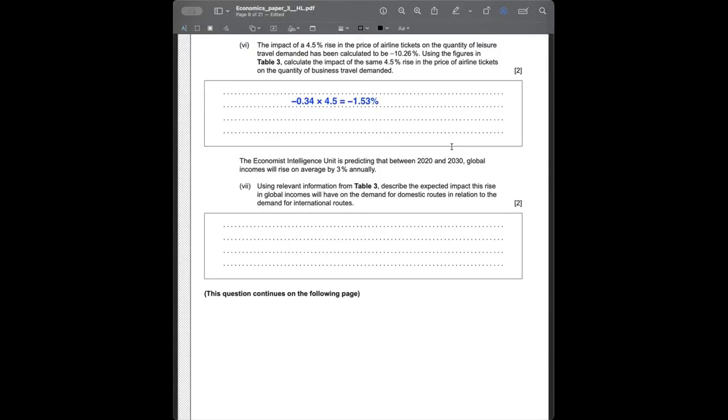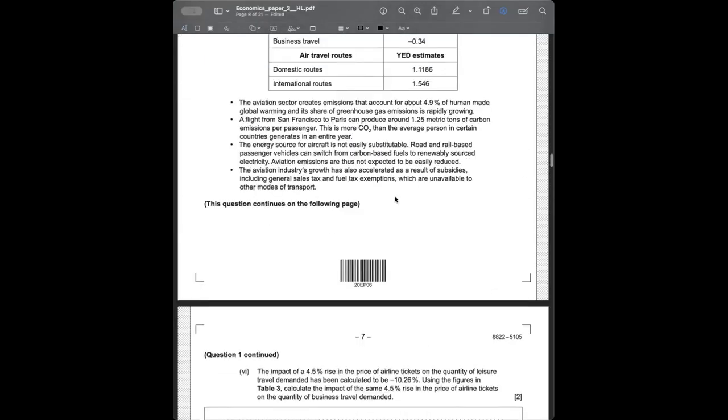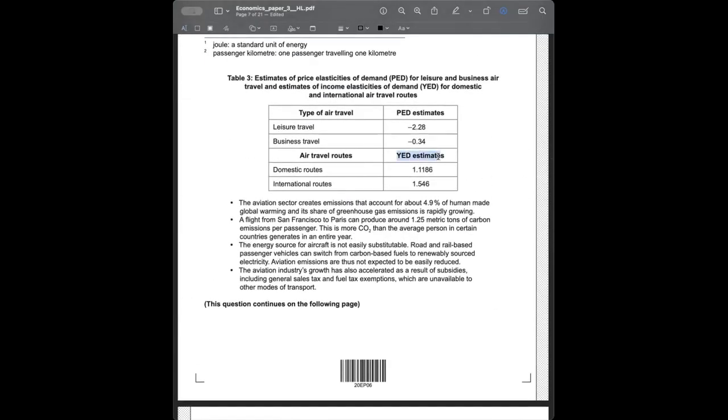The Economist Intelligence Unit is predicting that between 2020 and 2030, global incomes will rise on average by 3% annually. Using relevant information from Table 3, describe the expected impact this rise in global incomes will have on the demand for domestic routes in relation to the demand for international routes. YD, income change. So let's go to find some data. YD, domestic routes, 1.1 something, international routes, 1.5 something.